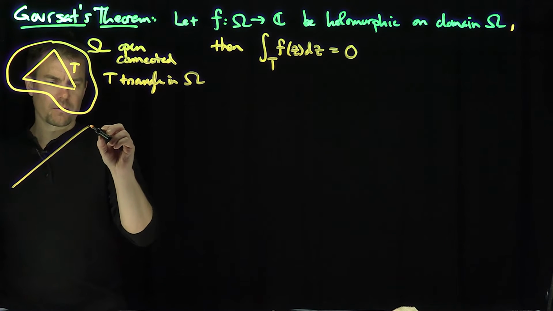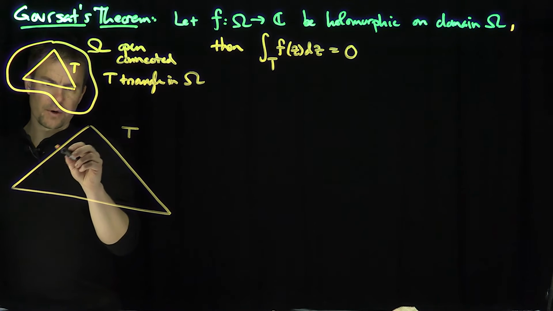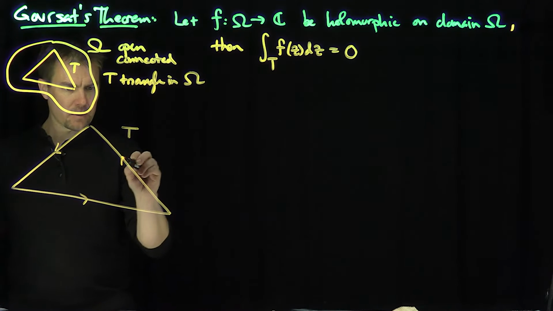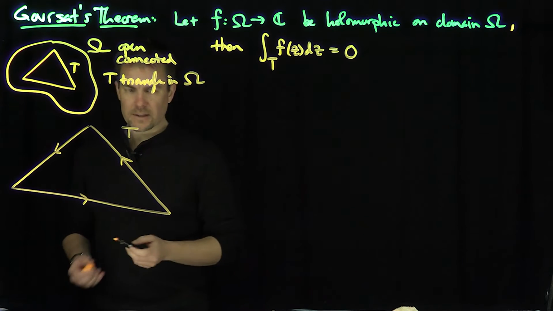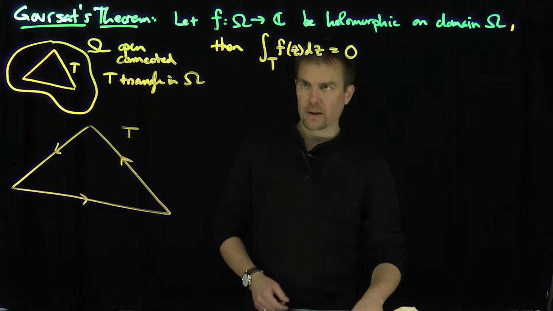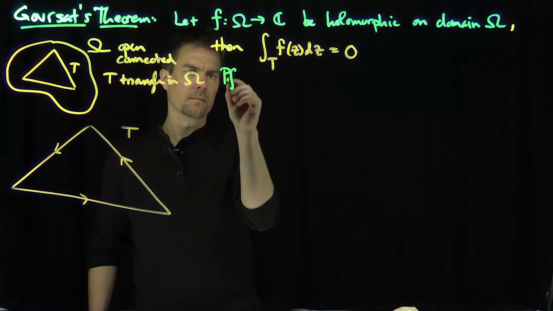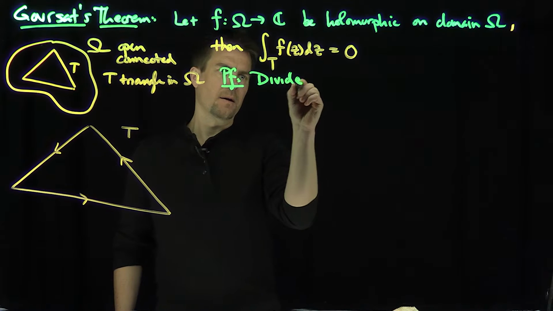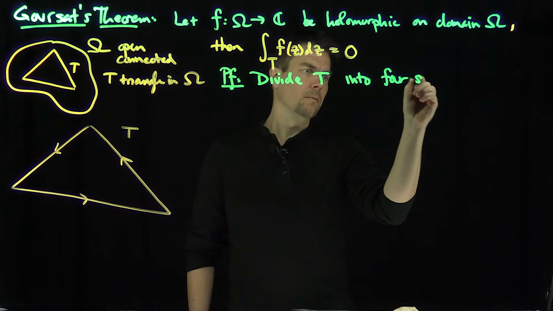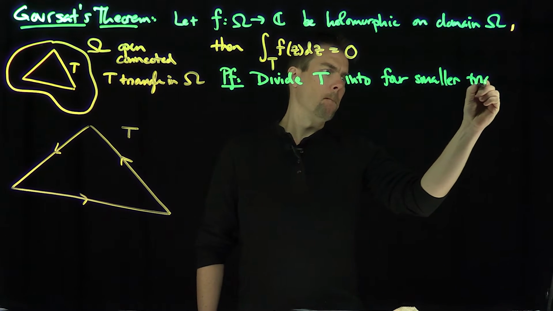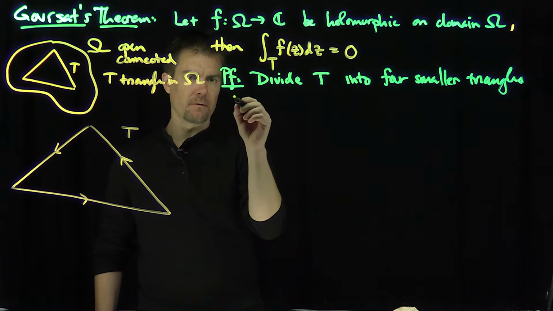So what I'm going to do is draw a triangle over here like this. There's a triangle T, and let's orient it counterclockwise, like so. Excellent. And so now what I'd like to do is take this triangle, and here's the first step of the proof. So the proof goes as follows. Divide T into 4 smaller triangles by bisecting the midpoints, via bisection.